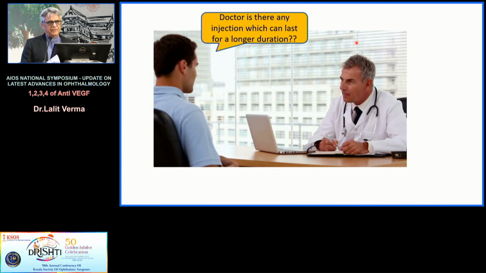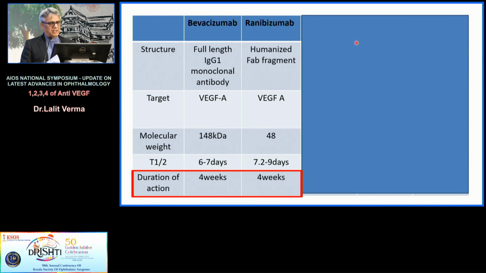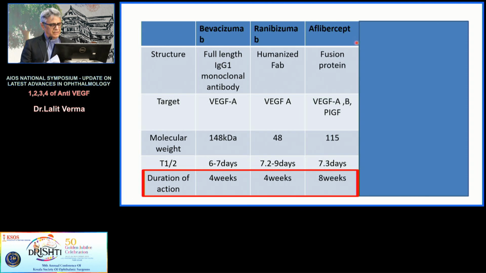Can I come less frequently? At that time I said no, but today I can say yes. So I tabulated all the anti-VEGF which are available: bevacizumab, ranibizumab, and the lower line which is box, in red box. This shows the approximate duration of action.